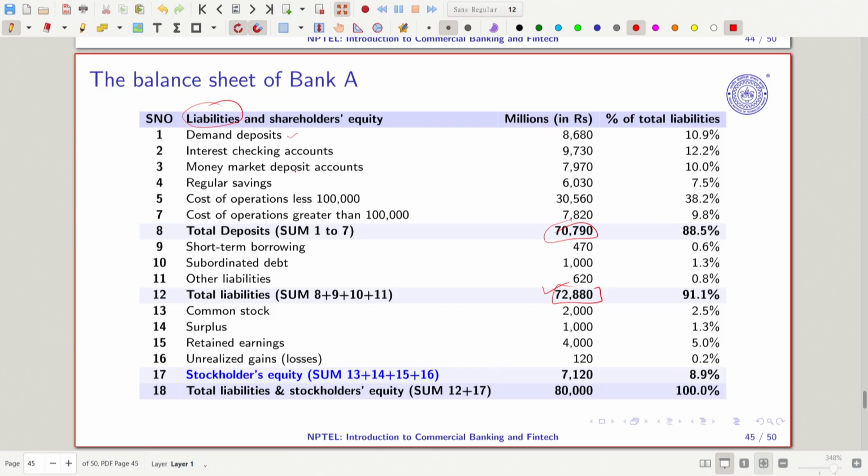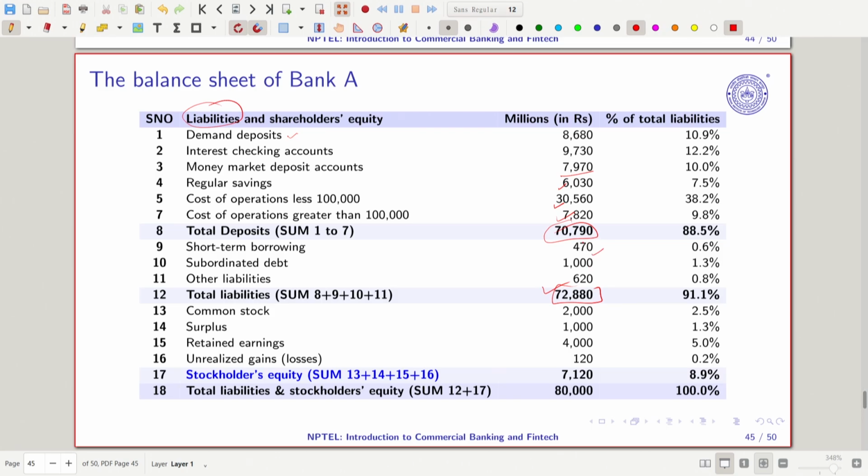You can see interest checking deposits. Interest checking deposits are 9,730. Money market deposit account is 7,970. Regular savings that they have is also 6,030. Cost of operations less than 100,000 is coming out to be 30,560. Cost of operation greater than 100,000 is coming out to be 7,820. Short term borrowing is 470.